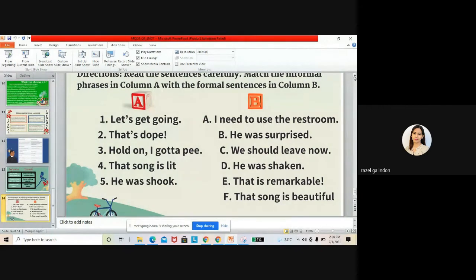my very short activity. I will call somebody again. Wait lang, let me explain first. On the first column, you can see here the examples of informal. Itong column A, informal language. And column B, we can see here, these are the examples of formal language. So we're going to match this informal language or sentences here to the formal languages here in column B. Okay? So let's begin with number 1.